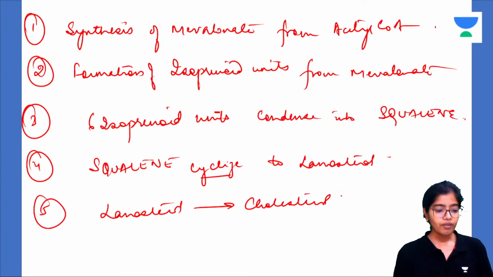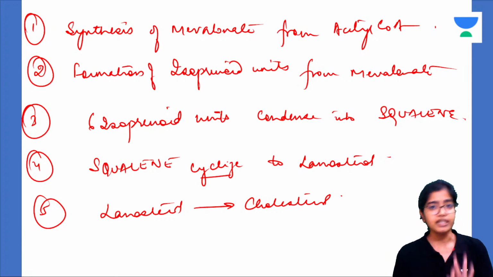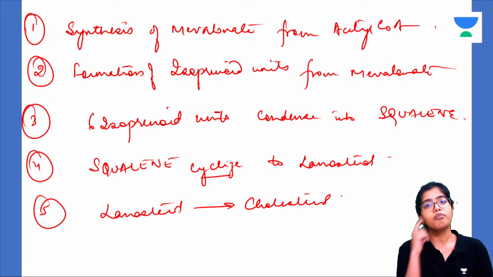Now, these 5 are the steps of cholesterol synthesis. Just look at this. I am going to read each and every term, and whatever I have written only contains keywords. So these keywords you should know and you should include in your answer. Synthesis of mevalonate from acetyl CoA. This is the first step. What is the first step? Synthesis of mevalonate from acetyl CoA.